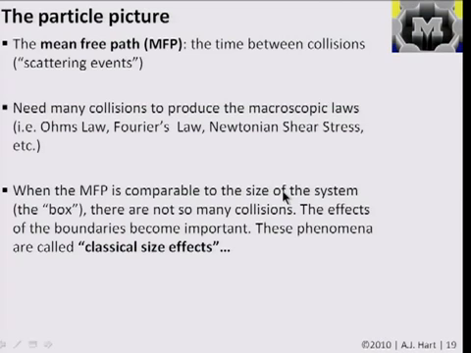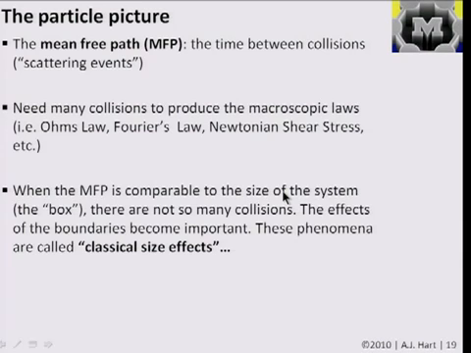And we need to have a lot of collisions between these carriers to produce the macroscopic laws that govern the properties of materials that we think about when we think about a wire, for example, having a resistance that's proportional to its length or inversely proportional to its cross-sectional area. And the same things apply, for example, to Fourier's law for heat conduction or Newtonian laws for shear stresses. However, when the mean free path of the carriers is comparable to the size of the system or the size of the box that we're considering, there aren't so many collisions per unit time, and the effects of the boundaries become more important.